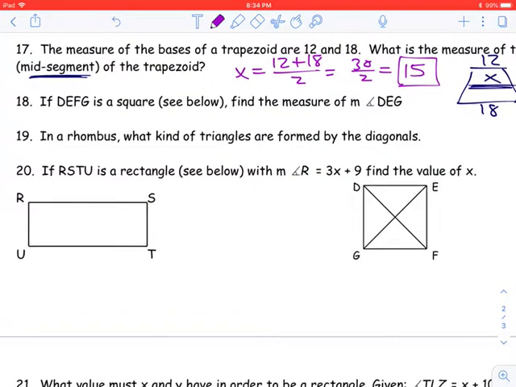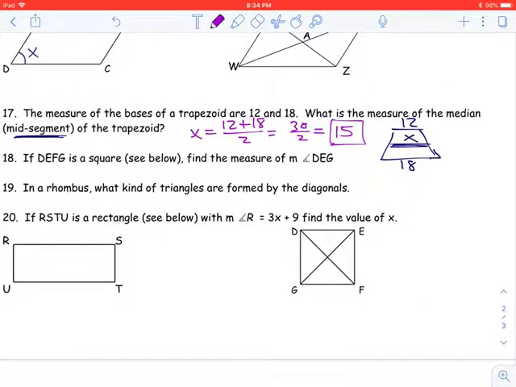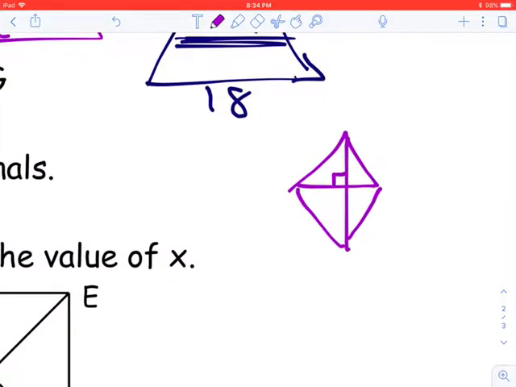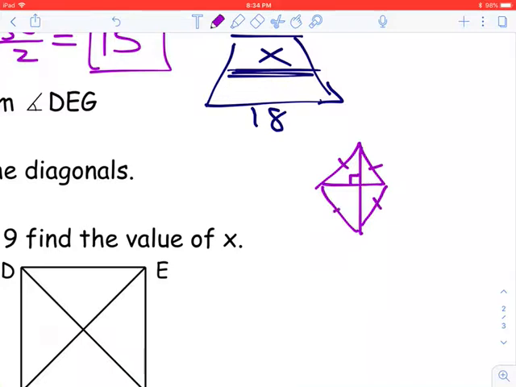In a rhombus, what kind of triangles are formed by diagonals? Good question. A rhombus, remember, is something like this where all 4 sides are congruent. And a rhombus also has perpendicular diagonals. So we have something like this, with a right angle here. All 4 of these are congruent.